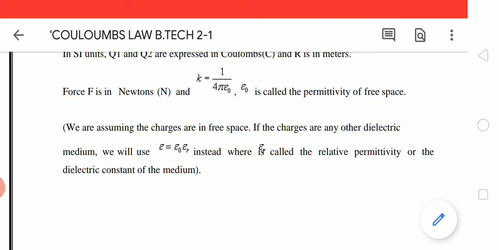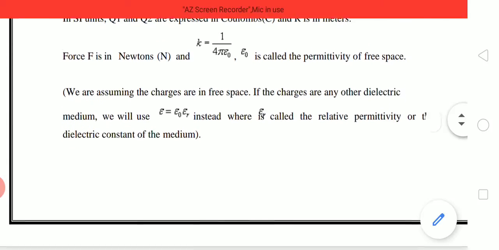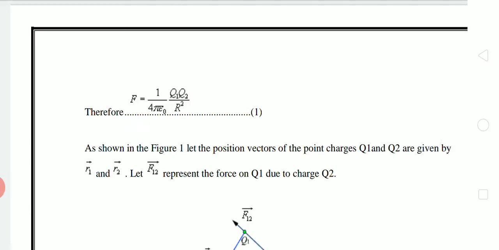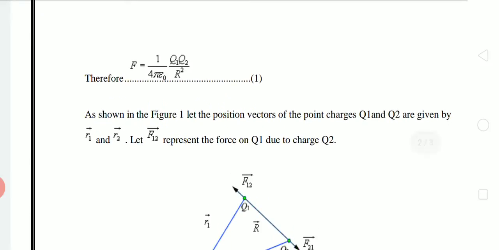If the charges are in any other dielectric medium, we will use epsilon is equal to epsilon naught into epsilon r. Here epsilon r is called the relative permittivity or the dielectric constant of the medium. Therefore, F is equal to 1 by 4 pi epsilon naught into Q1 Q2 by R square.